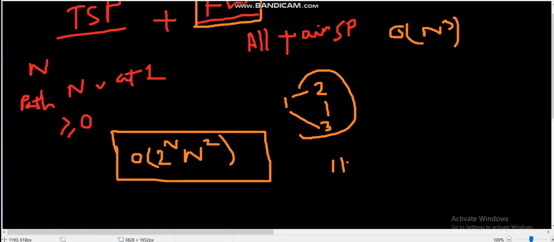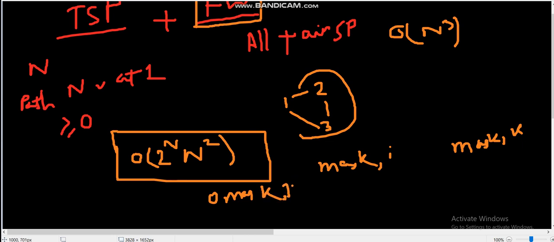Let's say we have some node, some bit mask 111 comma I, let's call it mask and I. Now you are saying that we are going to mask comma k after that. Now let's say before coming to mask comma I, we are at some old mask comma j. From old mask comma j we have gone to mask comma I, and after that we are going to mask comma k, right?